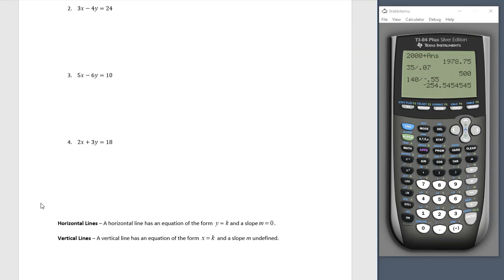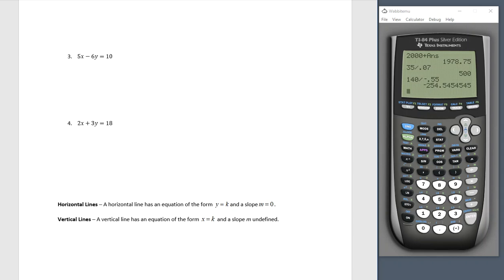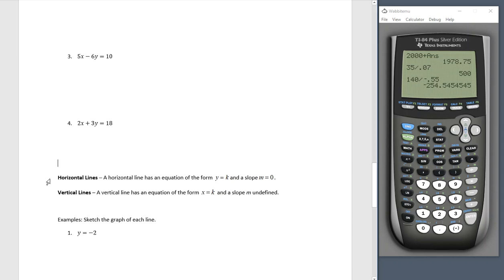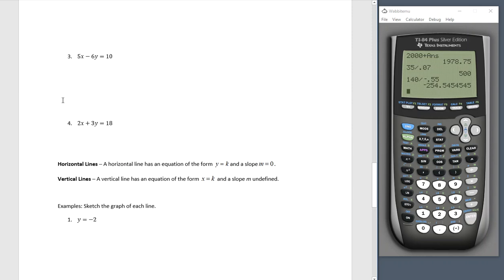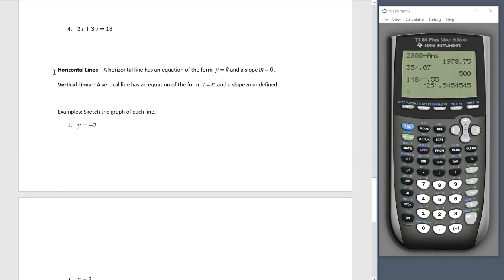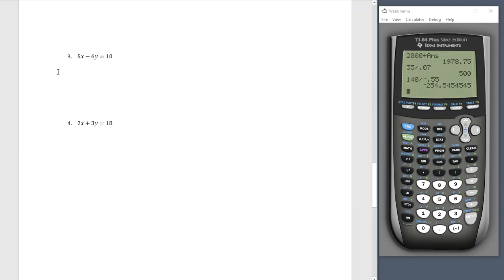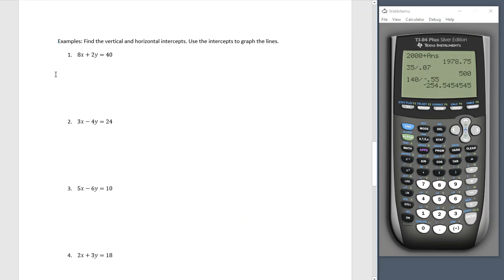All right, let's keep going here. Find the vertical and horizontal intercepts and use the intercepts to graph the lines. I'm thinking that, looking at the time, it's time for a part 2. I'm going to put this in part 2. We'll leave the word problems in part 1. That's it for now. Stay tuned for part 2.